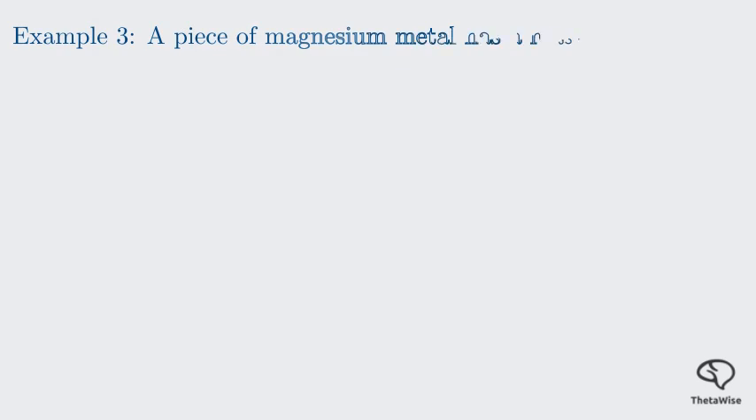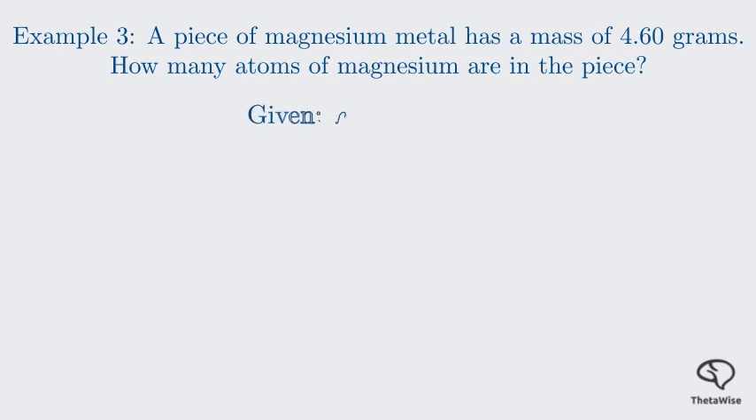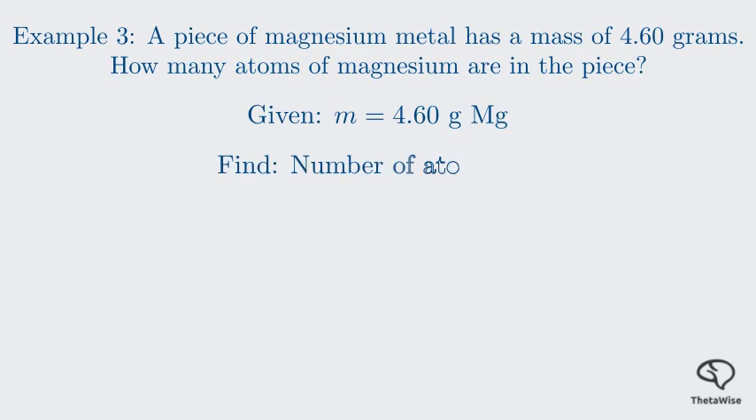Okay, let's tie everything together. In our final worked example on mole conversions, we'll go from mass to moles to the number of atoms. This is a classic stoichiometry pathway. The question is, a piece of magnesium metal has a mass of 4.60 grams. How many atoms of magnesium are in the piece? Given m equals 4.60 grams, find the number of atoms. We can't count atoms directly from mass. The mole is the bridge.